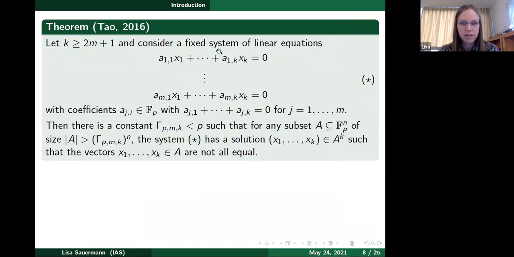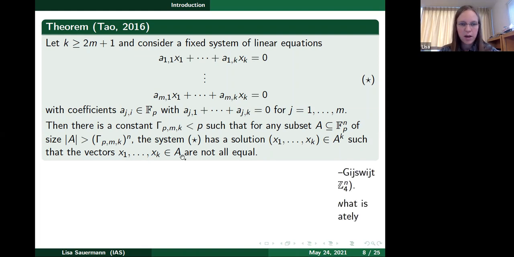And so here's again the same statement just written as a theorem. So k is at least 2m plus 1. One has the system of equations with this assumption. And then the theorem says that there is a constant gamma strictly smaller than p, which only depends on p and the number m of equations and the number k of variables. And the important thing is that the constant is strictly smaller than p, so that any subset A of F_p to the n with size bigger than gamma to the n, this system has a solution where these variables x1 to xk are in A, so that these vectors x1 to xk in A are not all equal.